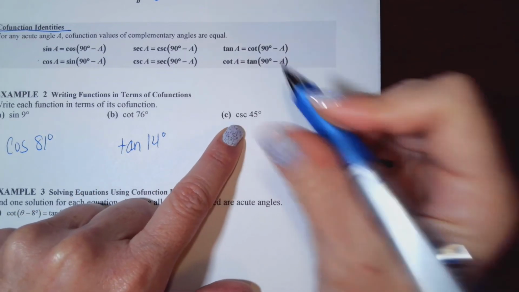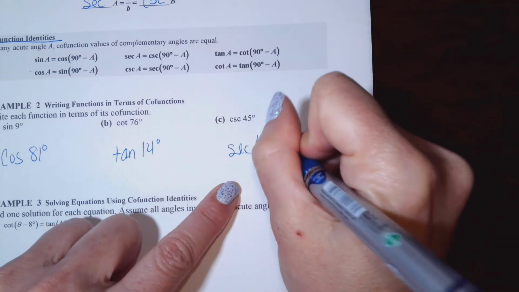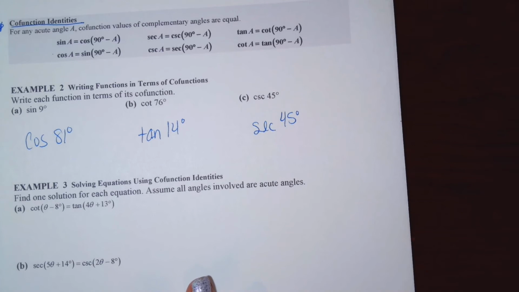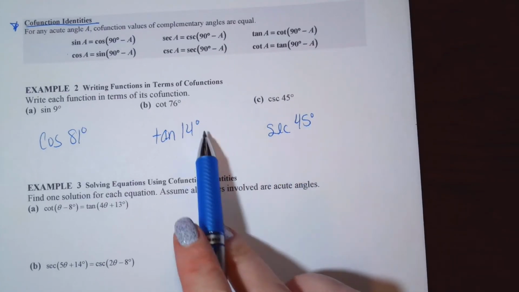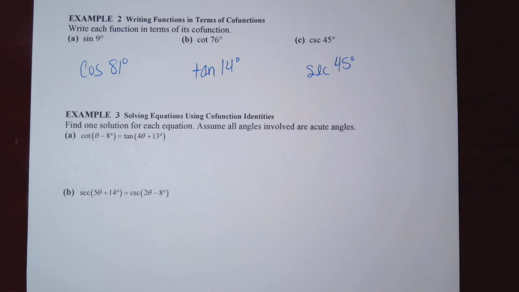The cofunction of cosecant is secant, and the complement of 45 is 45 because 45 plus 45 is 90 degrees. Now notice I remembered my degree symbol on all of these, so I'm saying degrees, not radians. All right, let's solve some equations using our cofunction identities.